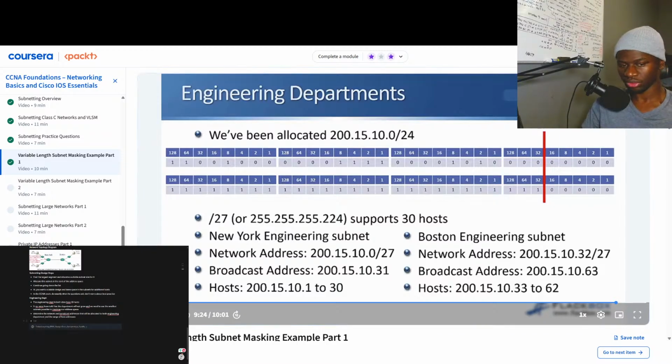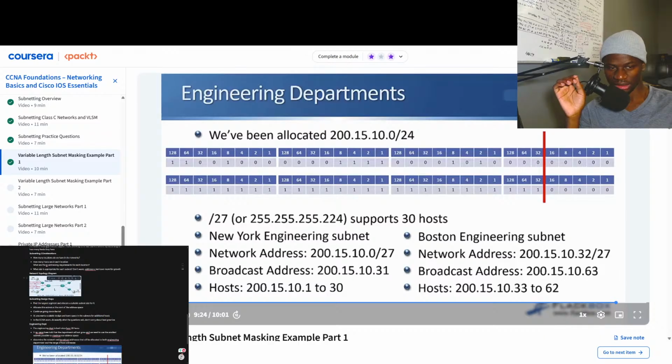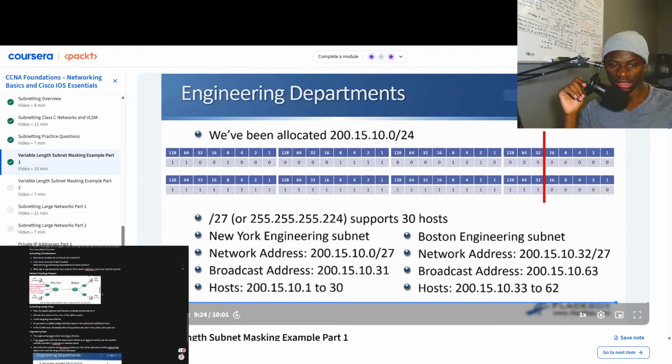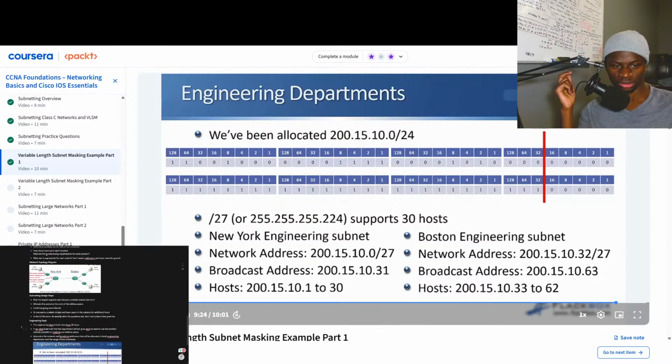And that's just one part. That's just the engineering, and we've got to do engineering, and then sales also. 28 hosts, 14 hosts. 200.15.